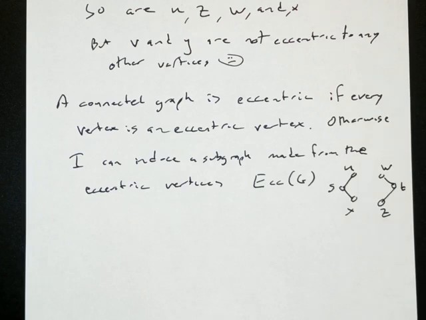Okay. I asked the same question I asked about center and periphery. When can I know that a given graph is the eccentric subgraph of something? Like, how do I know if a graph is the center of something? How do I know if the graph is the periphery of something? Well, it turns out that the same exact result for periphery holds true for the eccentric subgraph.